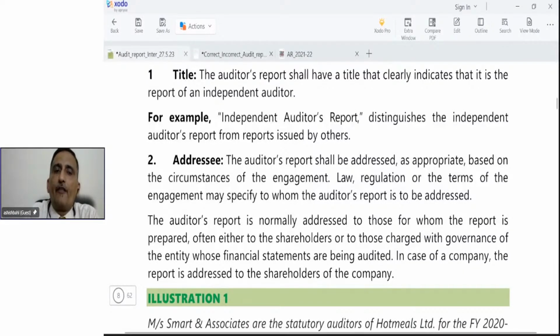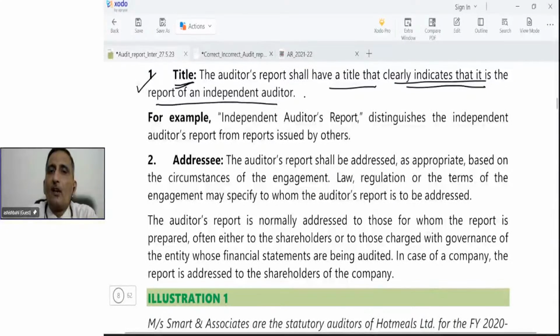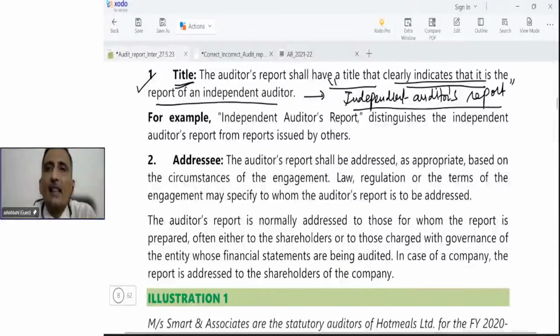So, the first thing in the audit report is the title. The auditor's report shall have a title that clearly indicates that it is a report of an independent auditor, like at the beginning, a title saying Independent Auditor's Report. What is the significance of this title, when it is written there in bold letters? It conveys that this is a report of an independent person who has carried out the audit of the financial statements of the entity independently, in accordance with the ethical requirements and the standards on auditing.